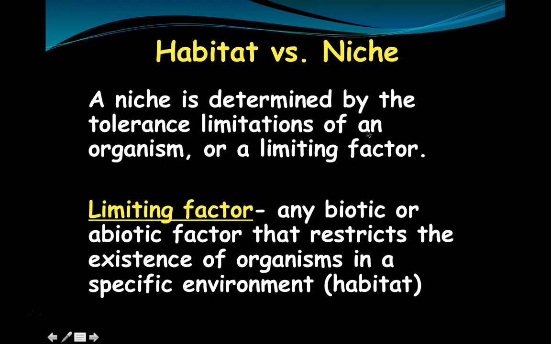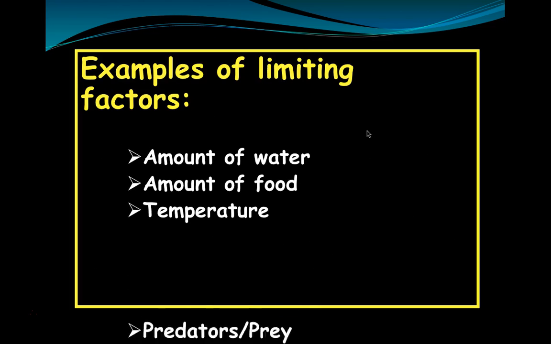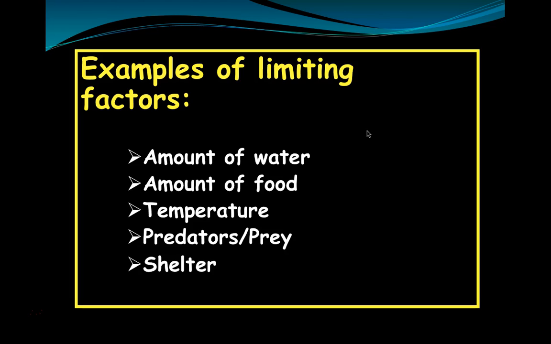As stated before, niches or roles are determined by how well an organism adapts, which is considered to be its tolerance, or the limiting factors that surround that habitat. A limiting factor is pretty much self-explanatory, a factor that limits the amount of productivity or the amount of food that that particular organism can obtain. Examples of limiting factors are the amount of water, amount of food, temperature, predators versus prey, which again relates to the amount of food, and also shelter.